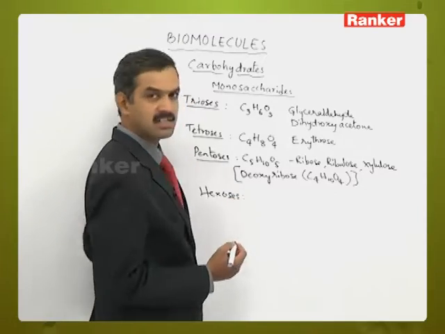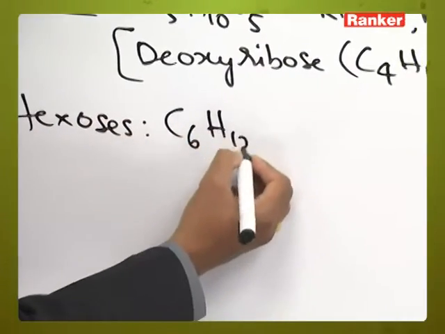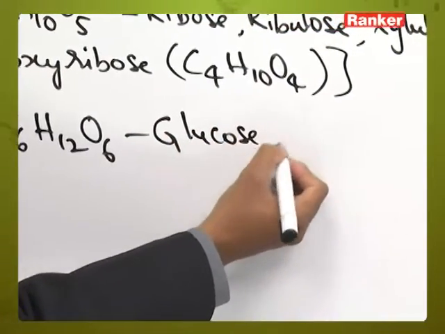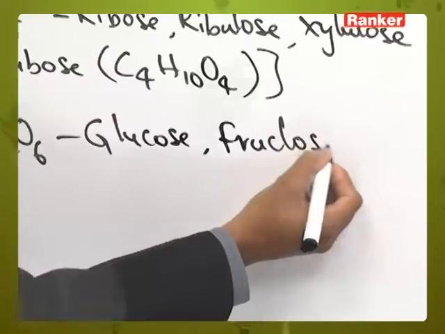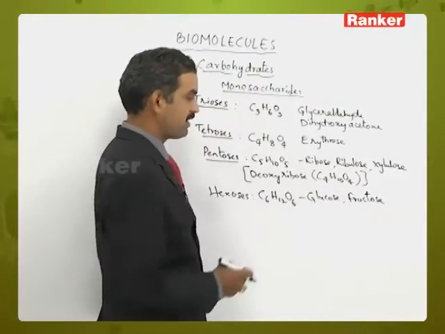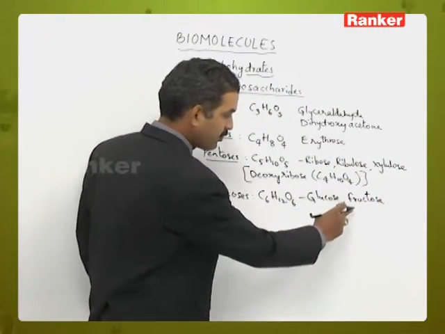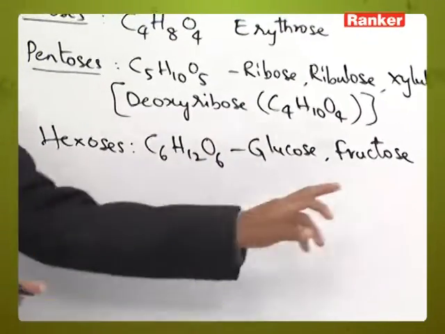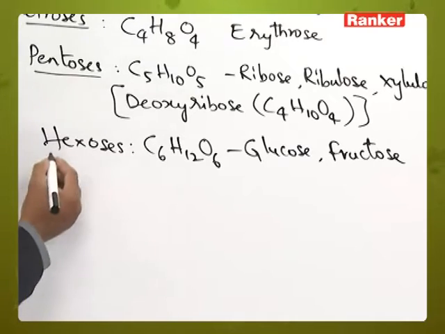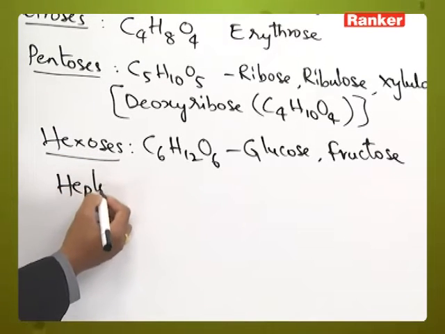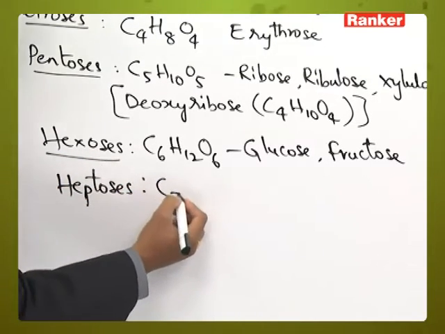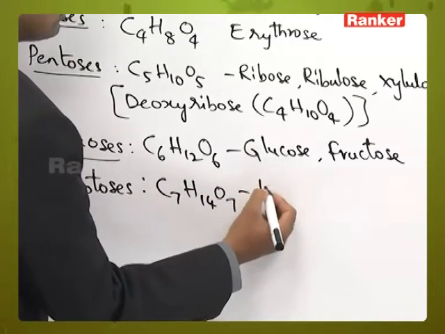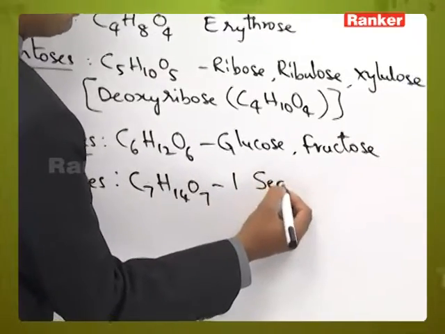Then hexoses. Hexoses contain 6 carbons, C6H12O6. Many such examples are there, like glucose and fructose. Glucose contains an aldehyde functional group, whereas fructose contains a ketone functional group. So glucose is called an aldose and fructose is the example of a ketose. Then heptoses. Heptoses contain 7 carbons, C7H14O7. An example for them is pseudoheptulose.